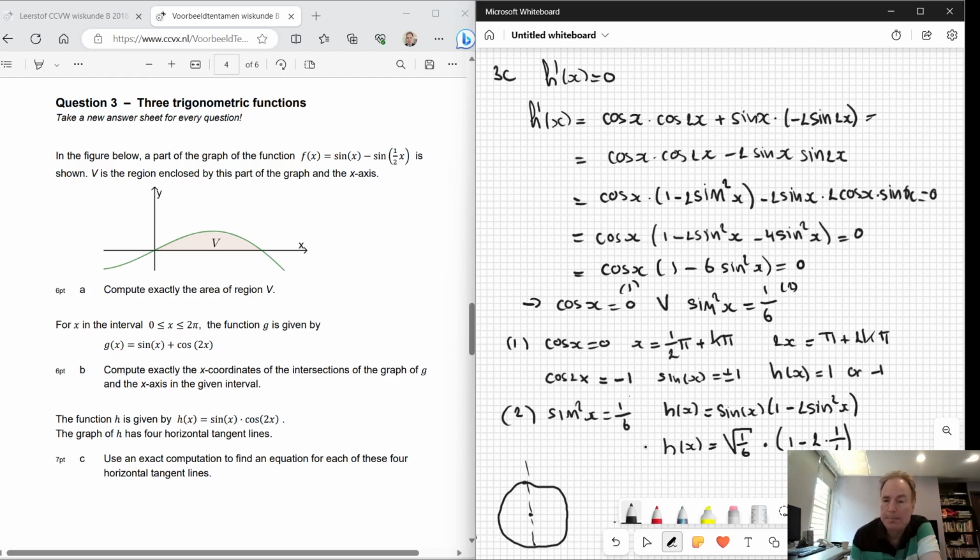And the other possibility is, because this means sine of x is plus or minus the square root of 1 over 6. That is just solving the equation: a squared is something, and this is an even exponent, so you can have both a positive and a negative square root.